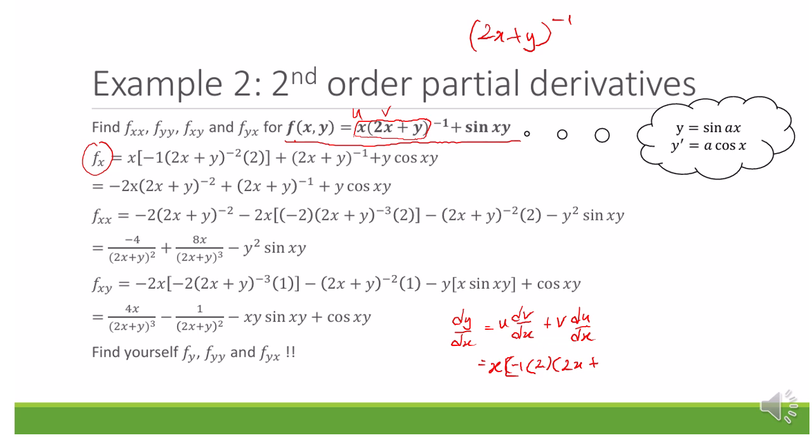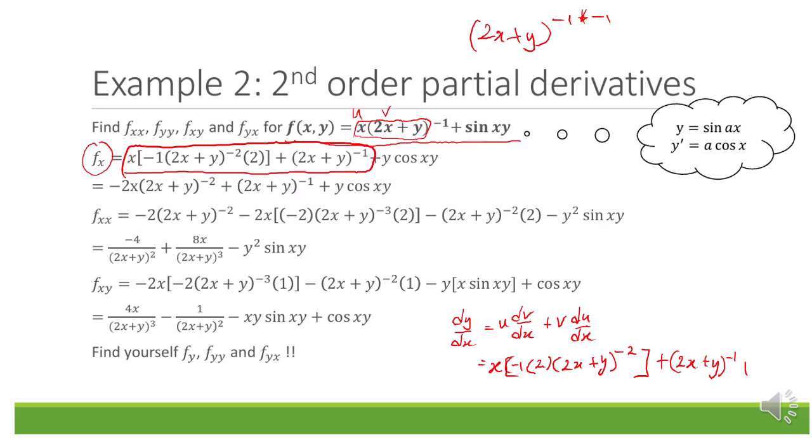So y to the power of -2. So this part you have to add -1, and you give 2 here. And the v part will be 2x plus y to the power of -1, and du/dx will be the derivative of x, so that will be 1. And it is written here clearly.